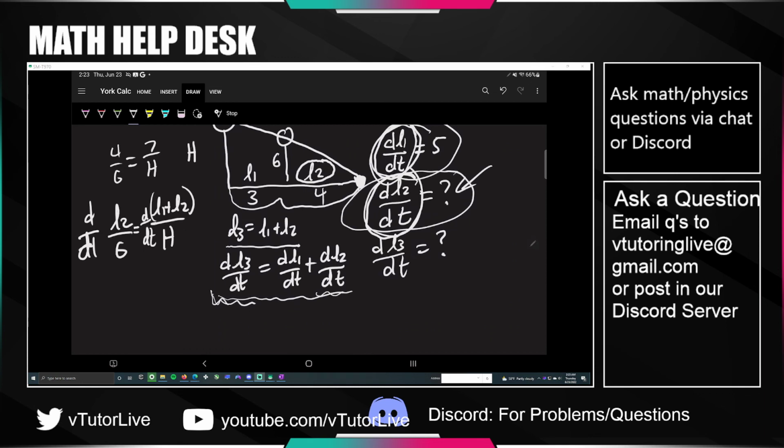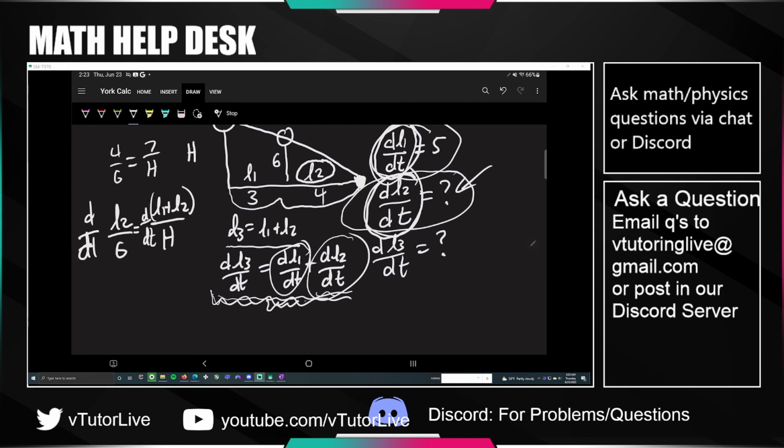From there, you can return to this expression right here. And now you know dL1 over dt and dL2 over dt. Sorry, I keep using the word over. It's not really a fraction. That's a notational thing. But anyways, don't let my bad language distract you from the math here.